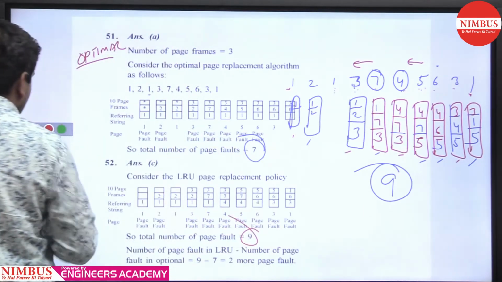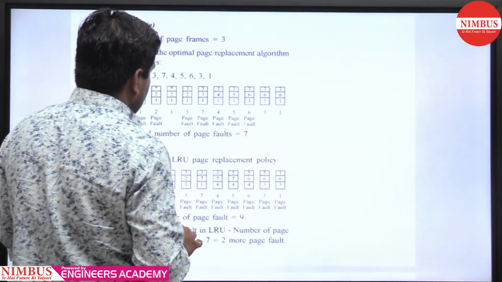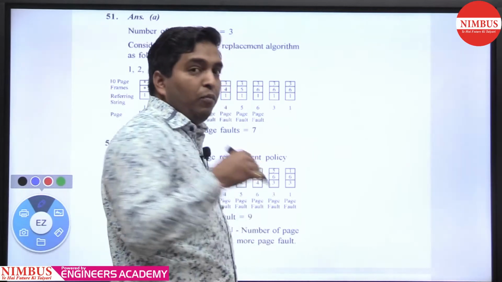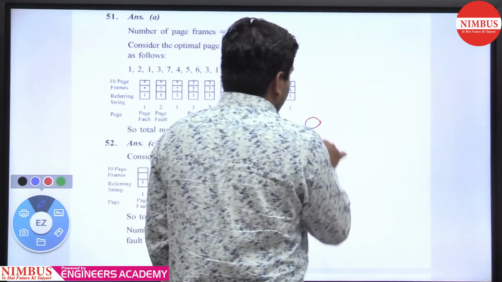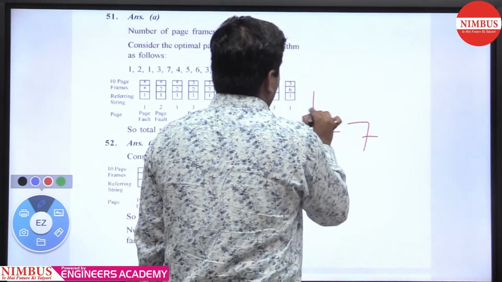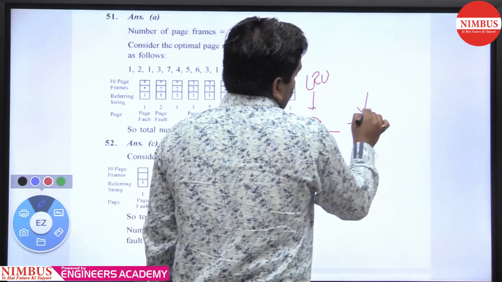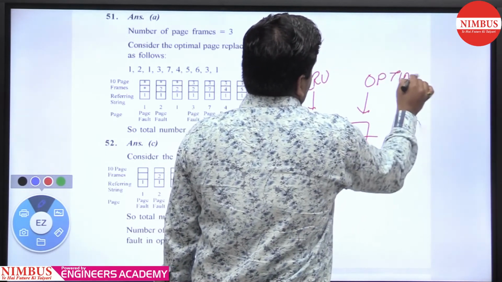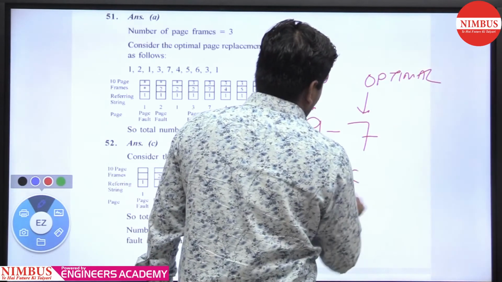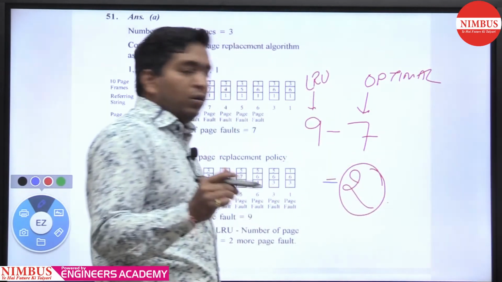You can calculate the number of page faults is 9, but question number 2 is asking how many more page faults. So in optimal you are getting 7, in LRU you are getting 9. So 2 more page faults occur in LRU.